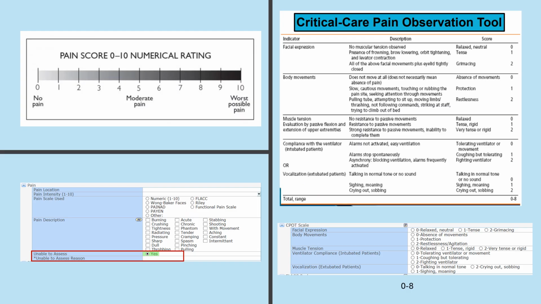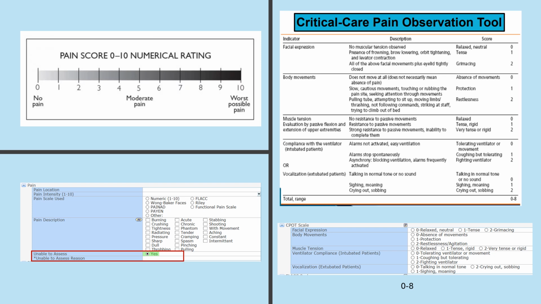The last thing we're going to talk about in our parameters is our observation tools for pain. When treating pain, it's important to speak to the patient, if they can verbalize, so they can describe how their pain is. If we're unable to use a 0 to 10 numerical rating, then we have other options like a Wong-Baker or a FLACC, but for critical care and ED, we want to make sure that we use a CPOT tool. The CPOT tool is geared for critical care and gives you a little bit more of the patient.